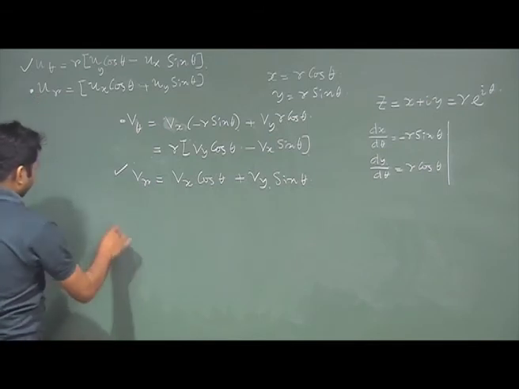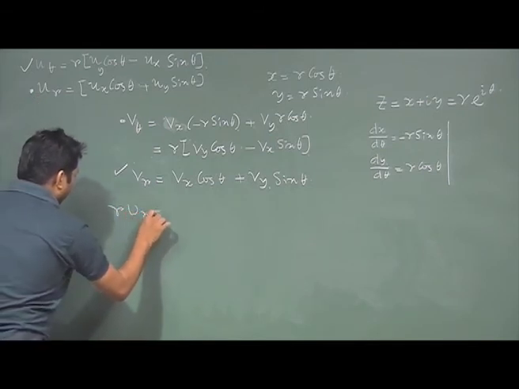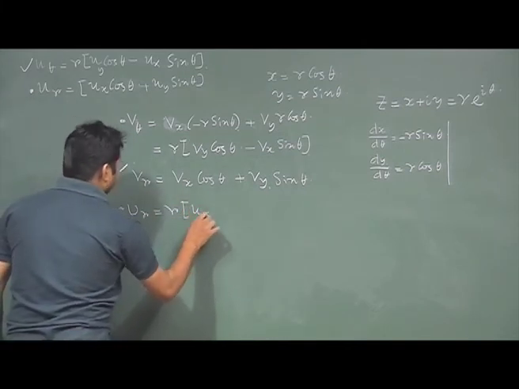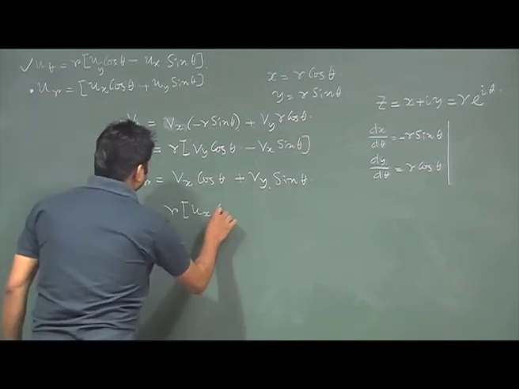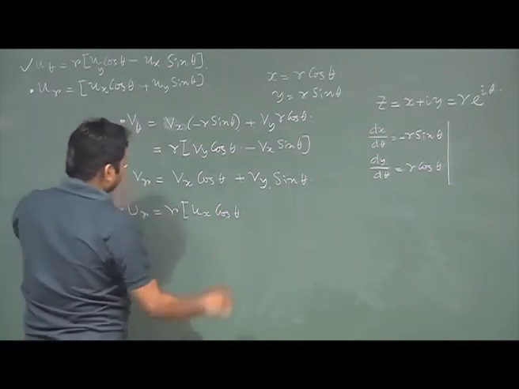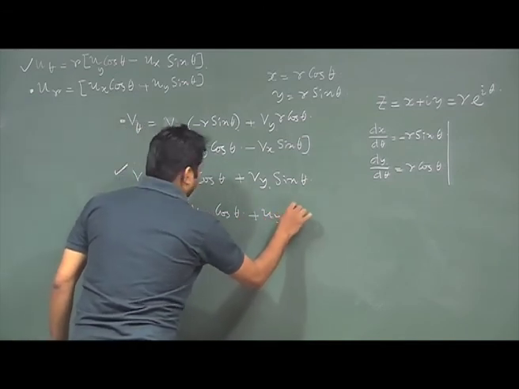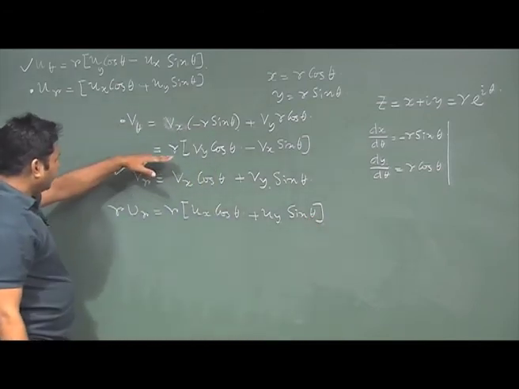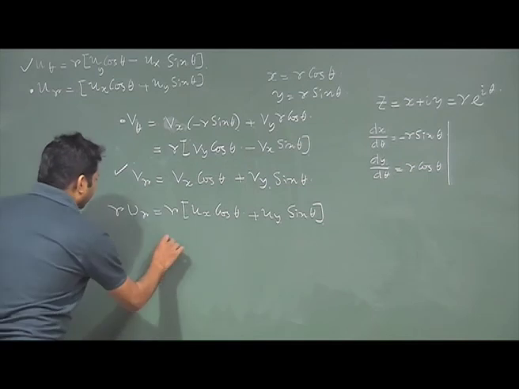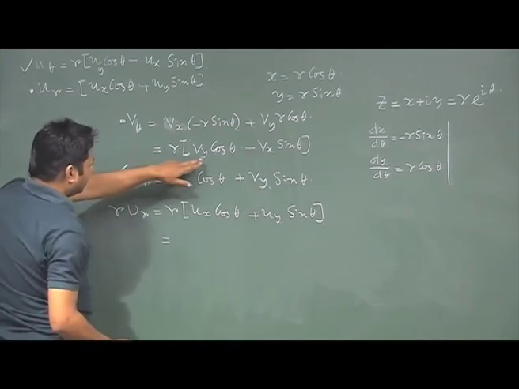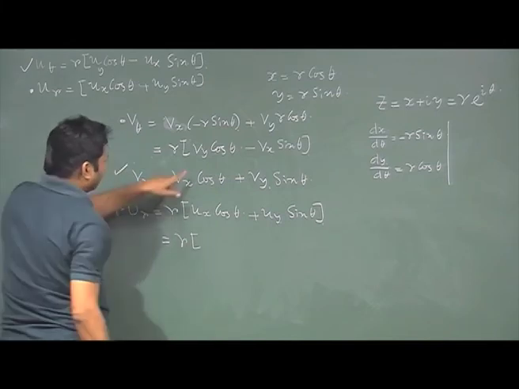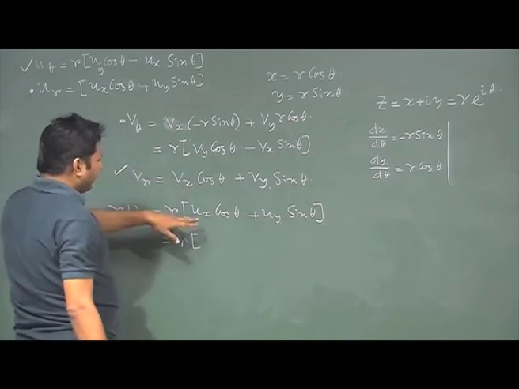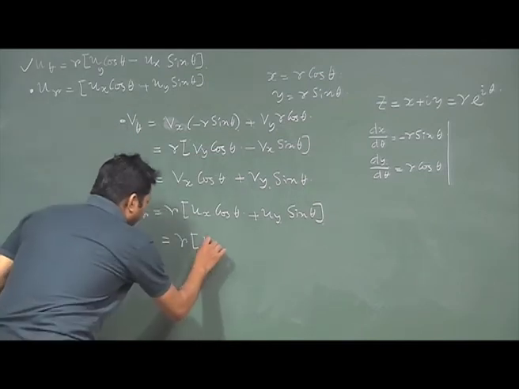If I write this equation, r u r, in the right hand side it will be r times u x cos theta plus u y sin theta. Now, if you look at this equation, V theta, if I write it here, V theta is r times V y is V x, u x is V y. So, V y is u x.